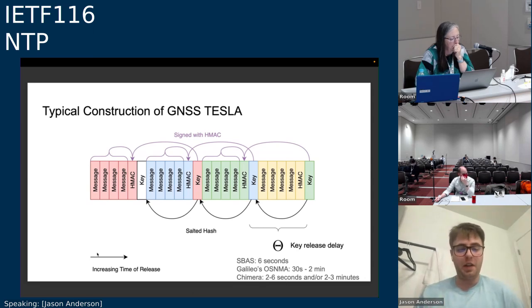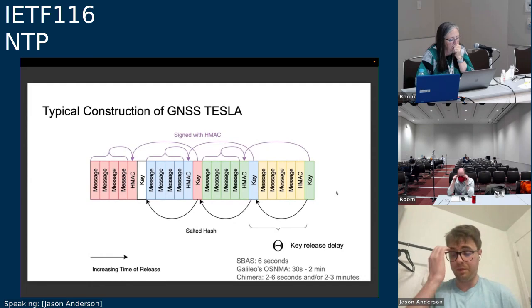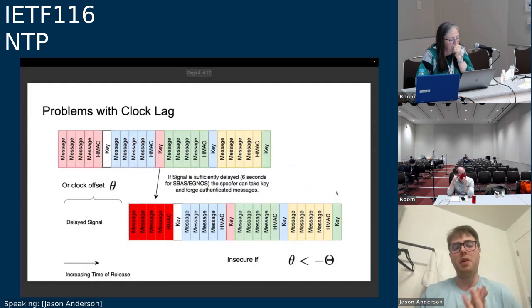In all of my diagrams, I go from left to right for increasing time of release, meaning I should have started with the messages. So here's the problem with clock lag. When we have a TESLA system, once the key is made public, people can make forged messages. So in order for TESLA to be secure, we need to provide a bound on the clock offset.